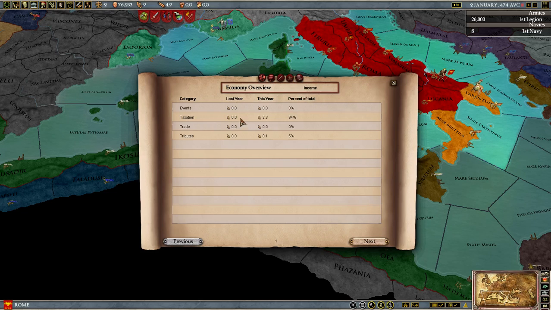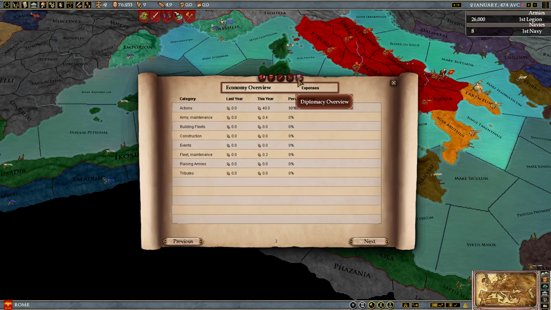Economy overview. This shows you your ins and outs. So I get 94% of my income from taxation, 5% from tributes. And if we look over here, I think this is expenses. So far this year, 98% of my expenditure has been from expenses. Actions. Sorry. Of course there are expenses. All expenses are expenses. Have been from actions, and a small portion has been army maintenance and fleet maintenance.